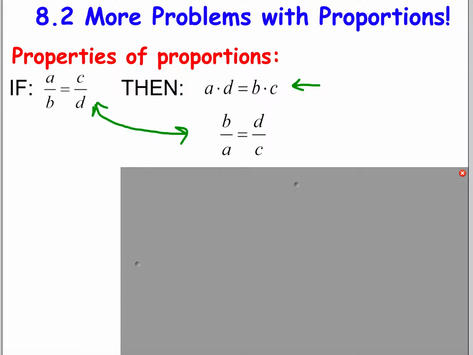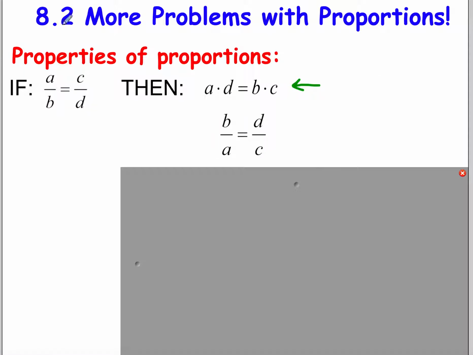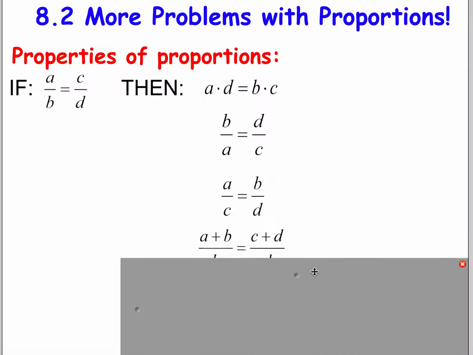All three of these, this, and this are the exact same thing. They're just different versions of the same proportion, right? Because we haven't changed the equality of it. Why am I showing you this? Well, because these different rules tell us about proportions. Once again, this right here is just another version of the exact same proportion.